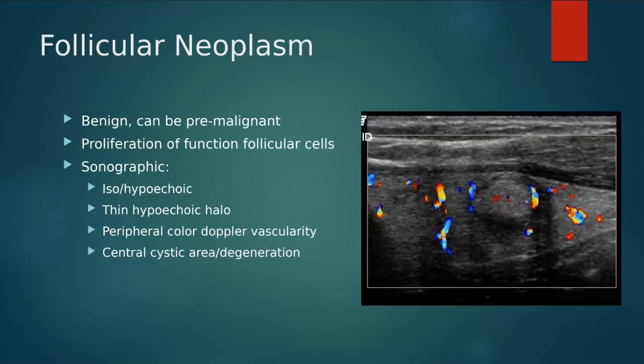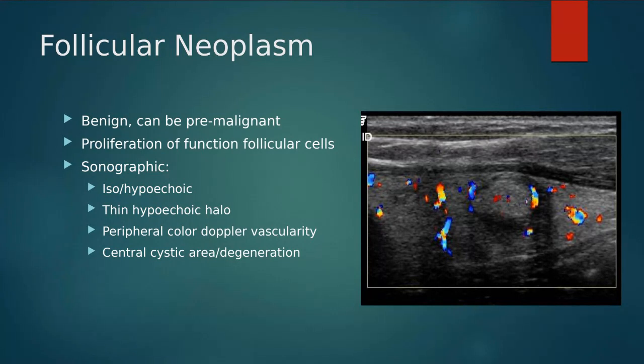Next, we have a follicular neoplasm. Now, I said we were starting off with benign findings, and this is technically benign, but it can be precancerous or it can be pre-malignant. So if we are seeing this, we don't want to ignore it. We don't want to just follow it. We want to do an FNA, get some cells shaken out of it, and just get a definite diagnosis.